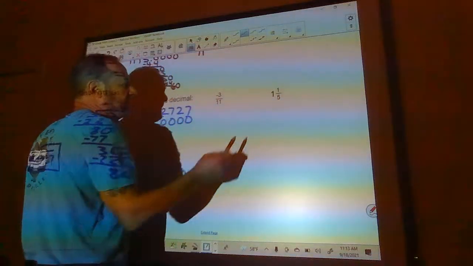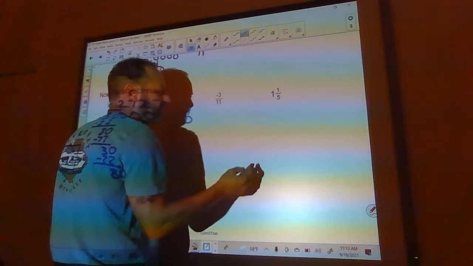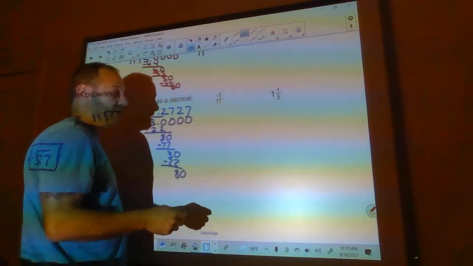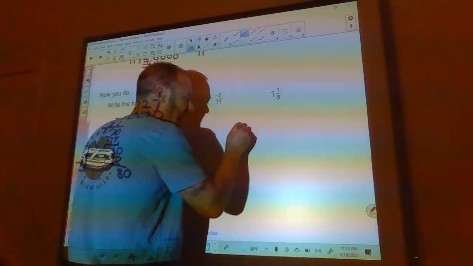Okay, this one's pretty easy. You don't have to deal with the 1 here at first. You just got to remember to put it back on at the end. So this is 1 divided by 5.